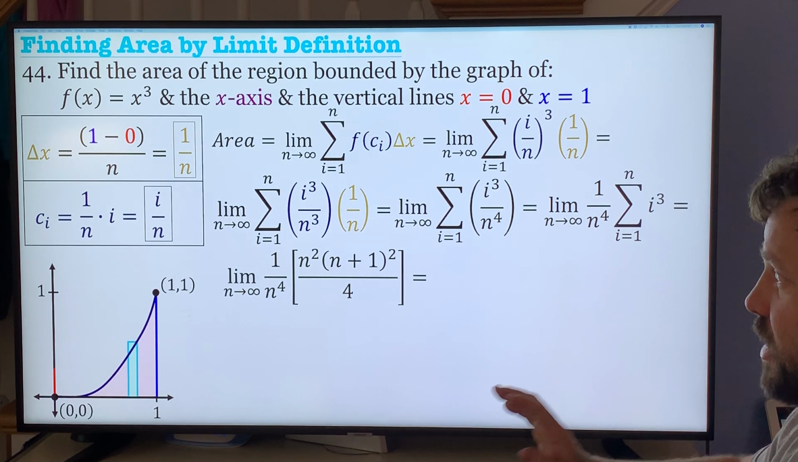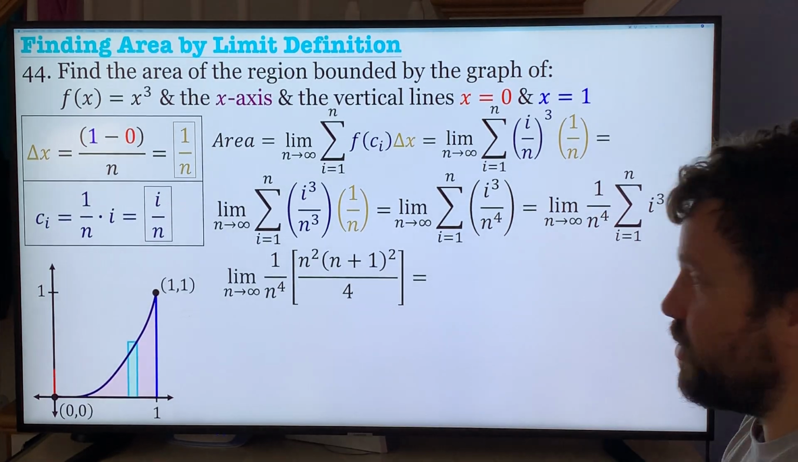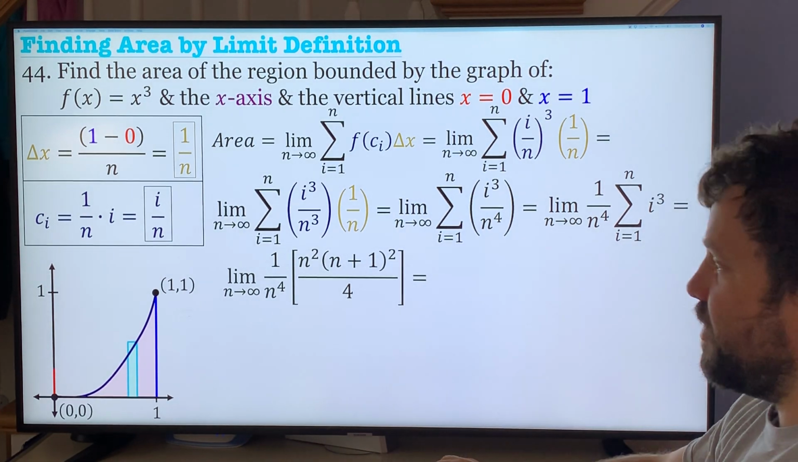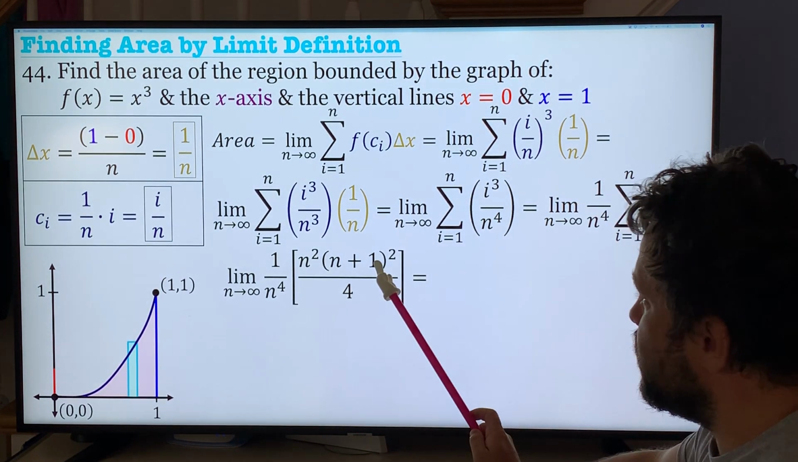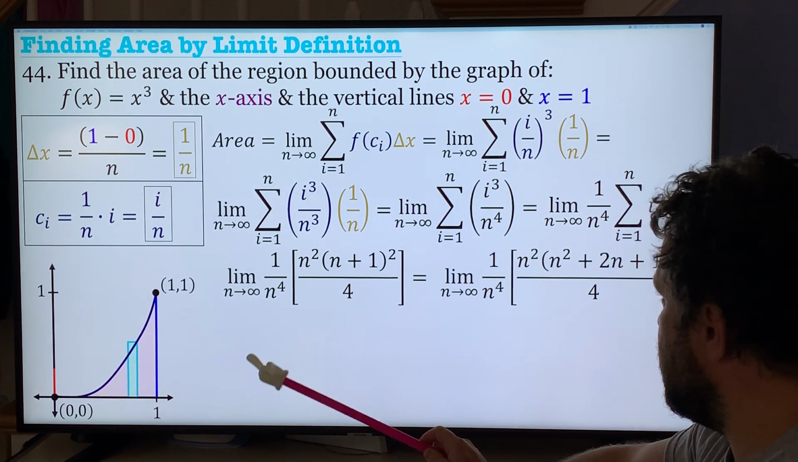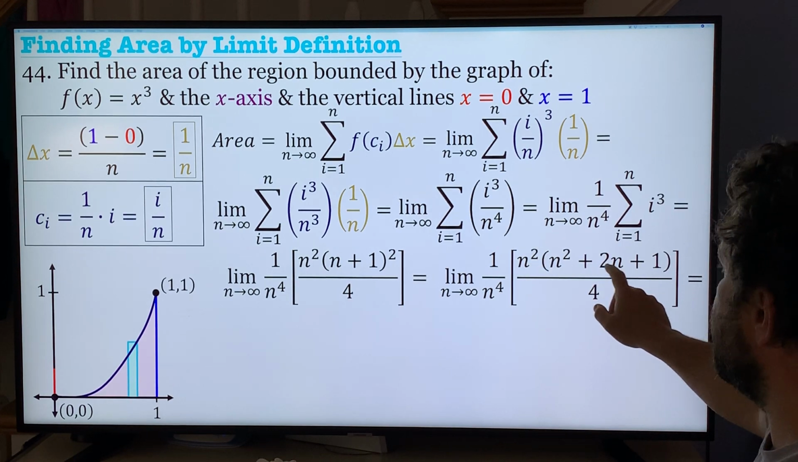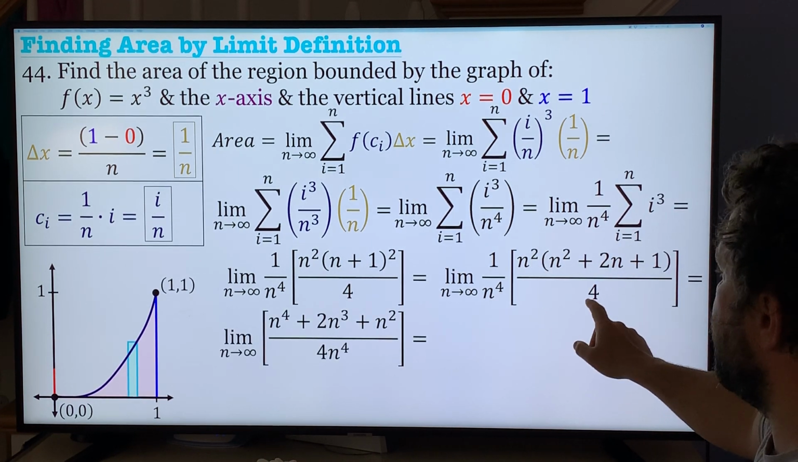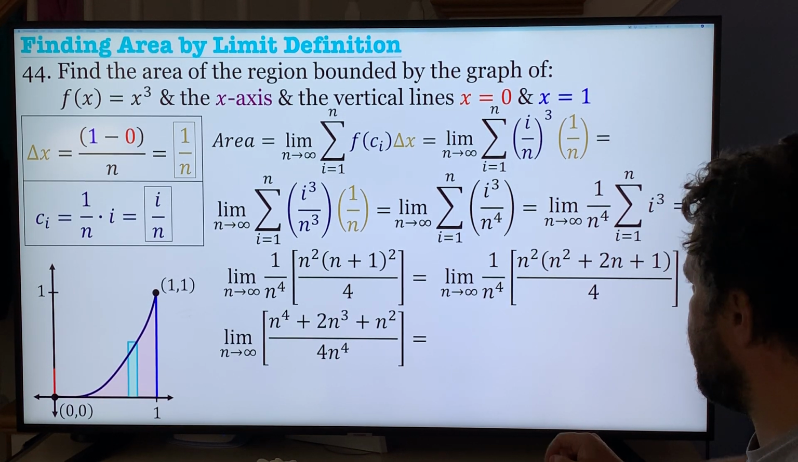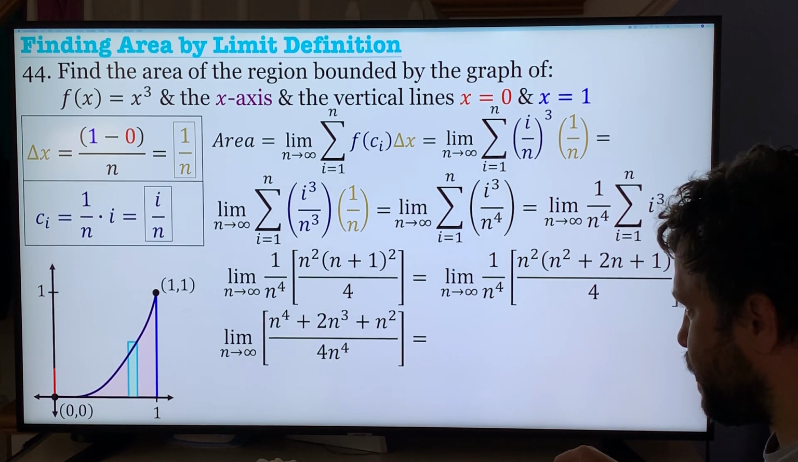All right? So now I'm going to actually set you up with a different number of formulas because you want to expand all these formulas. And if you have them all expanded right off the bat, it's easier. N plus 1 squared is n squared plus 2n plus 1, times n cubed. This becomes n to the 4th plus 2n cubed plus n squared over 4n to the 4th. Because what I did was I took this 1 over n to the 4th and I multiplied it back in.